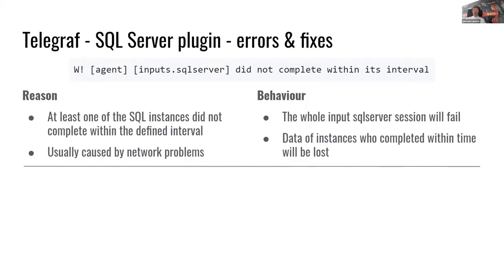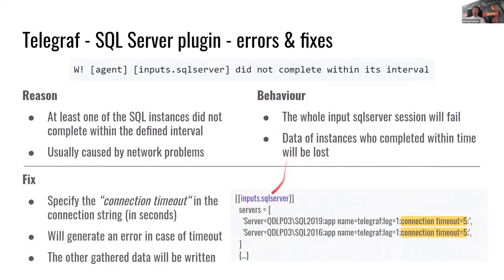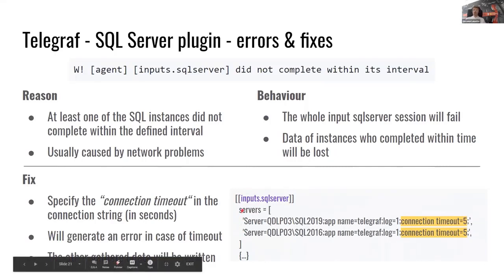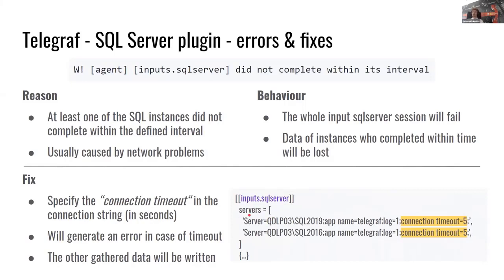So let's say I am monitoring several SQL Server instances within one session of the SQL Server plugin. If one of those does not connect in maybe 15 seconds, which is a good interval for this type of data gathering, all the data I have gathered in this session will be lost. So I'm monitoring 5 instances, 4 connect and get the data, 1 fails to connect, and I lose all the data from all the 5 instances.